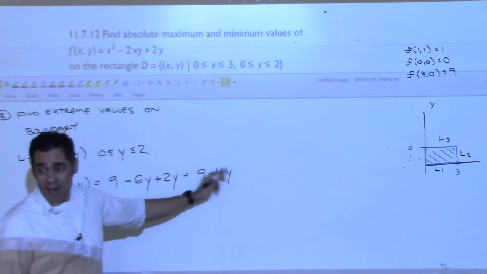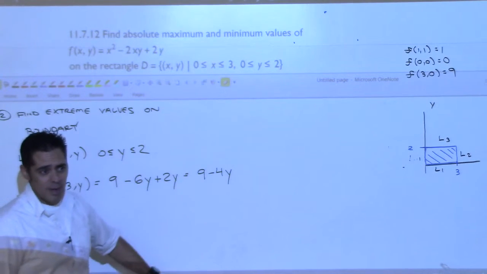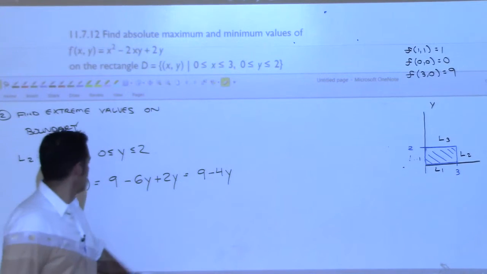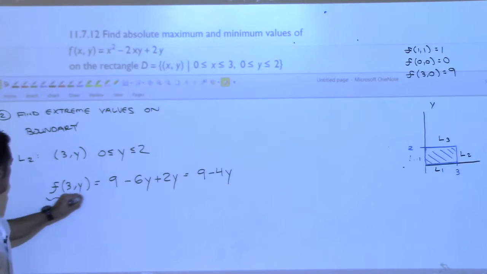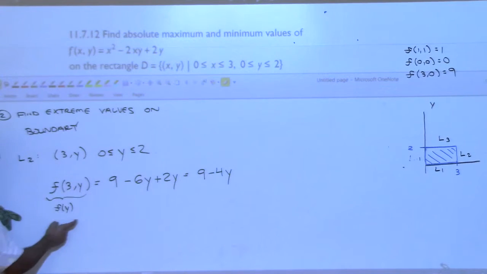So if you ever get a line here, you can actually just skip this step and go straight to the endpoints. All right? Now I'm going to call this f of y, because this is really like a function of one variable.